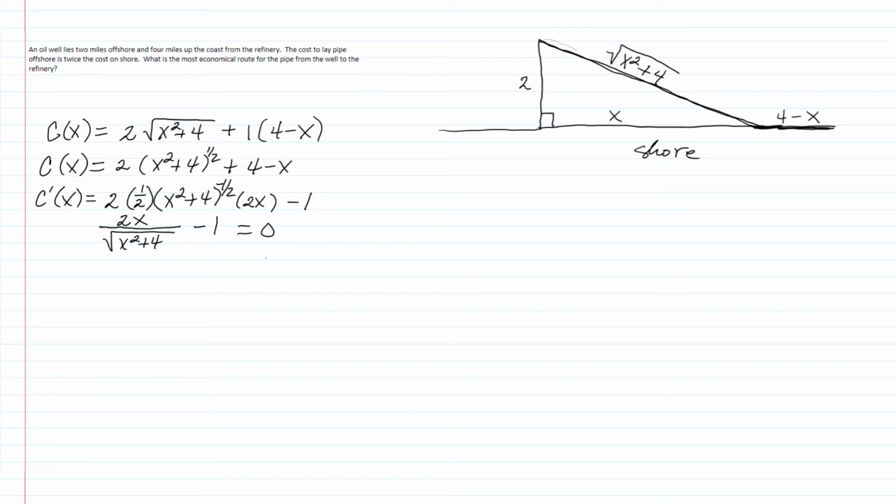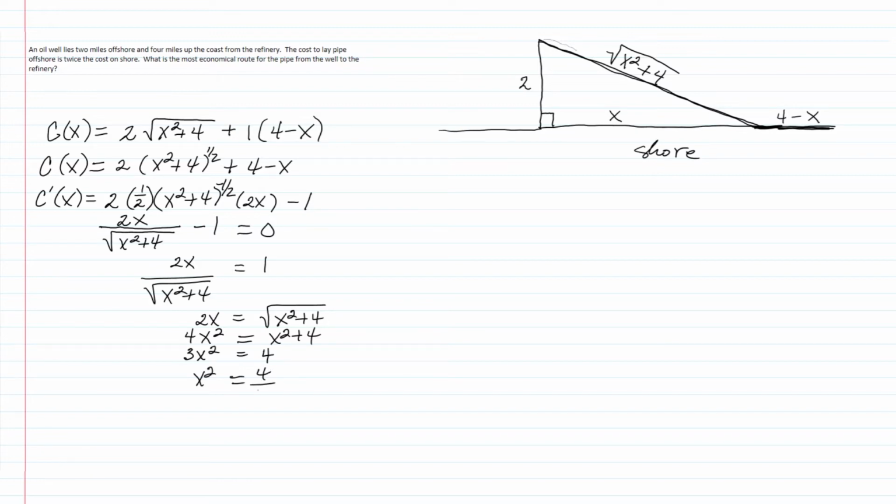So now let's add 1 to both sides. So we're going to have 1 equals 2x over the square root of x squared plus 4. So we're going to multiply both sides by the square root of x squared plus 4. So we're going to get 2x equals the square root of x squared plus 4. And if we square both sides, we're going to get 4x squared on the left, and we're going to get x squared plus 4 on the right. So now let's subtract x squared from both sides. So we're going to have 3x squared equals 4. So let's divide both sides by 3. So we're going to have x squared equals 4/3.